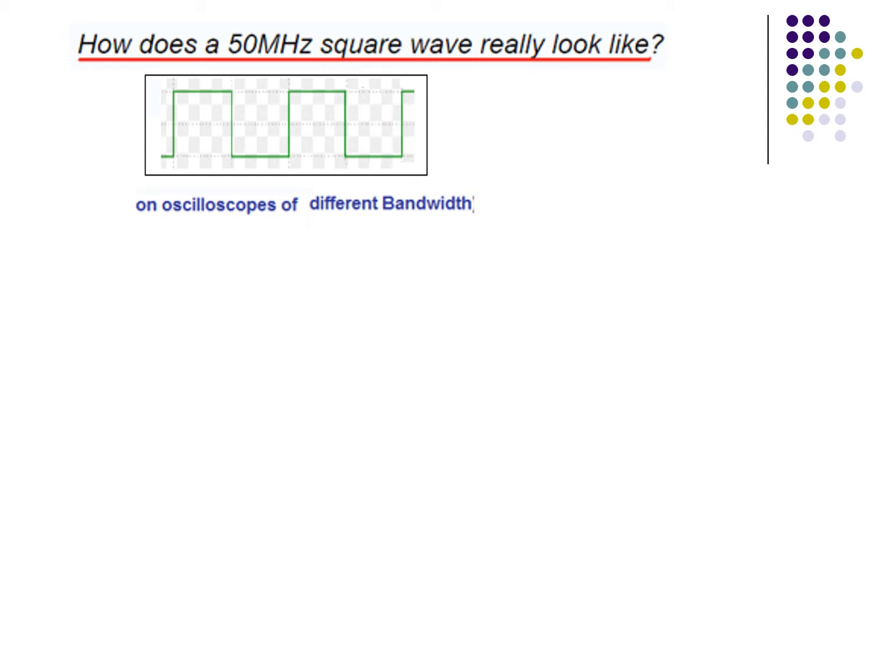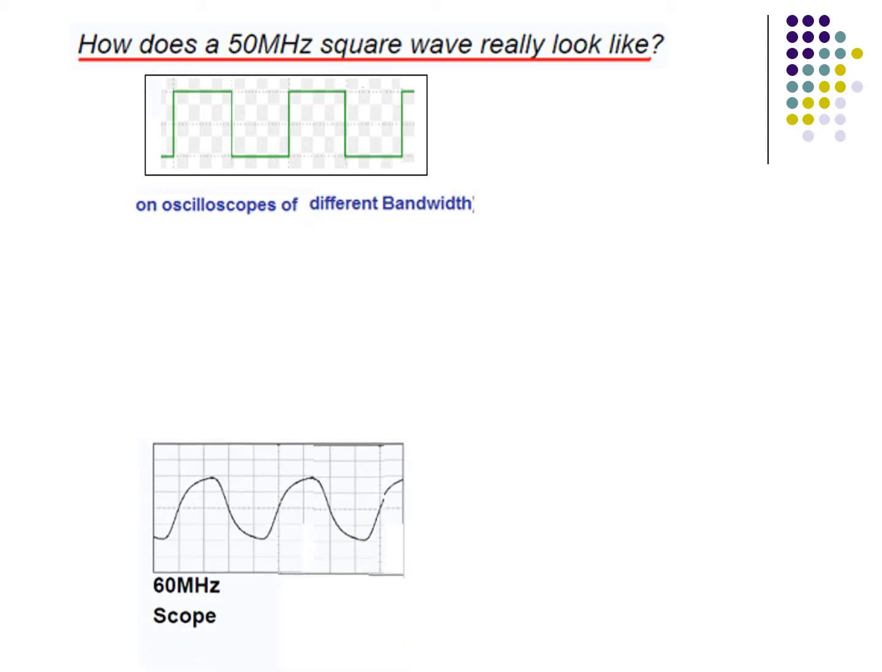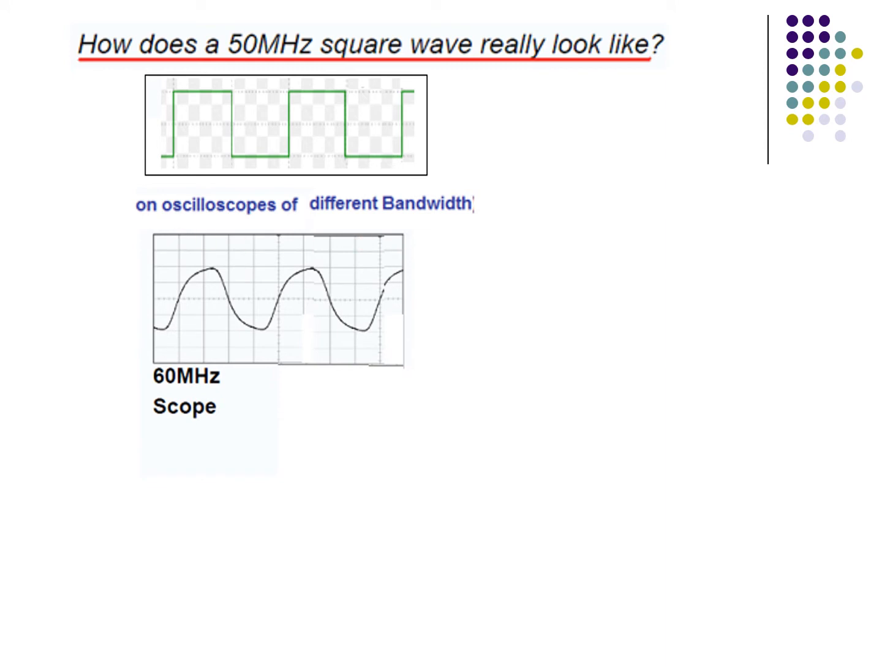Let's see, we have a 50 megahertz square wave signal which looks like this, and we want to see this signal on various oscilloscopes of different bandwidth. First, we take an oscilloscope which has a bandwidth of 60 megahertz. The signal is 50 megahertz. Oscilloscope bandwidth is slightly more, but this oscilloscope is not reproducing the signal correctly. You can see distortion in the whole signal.